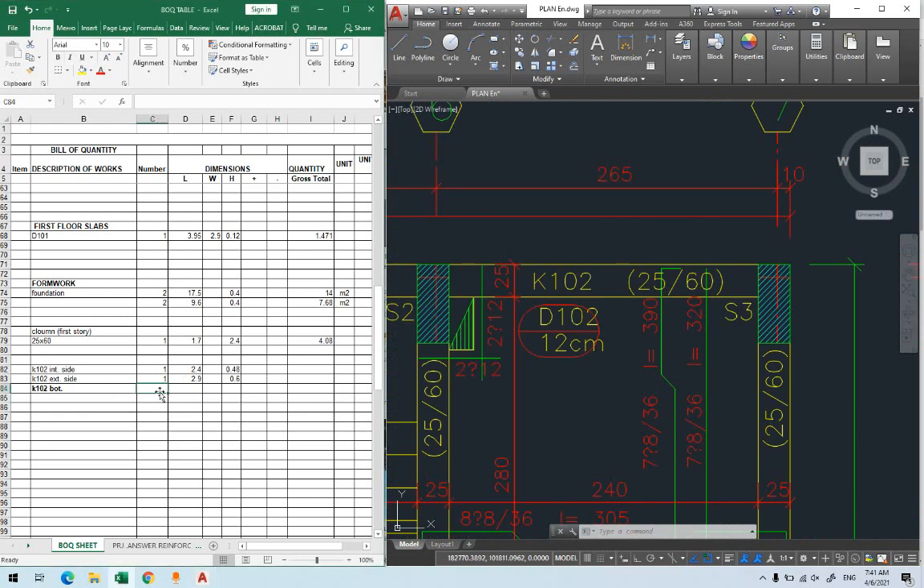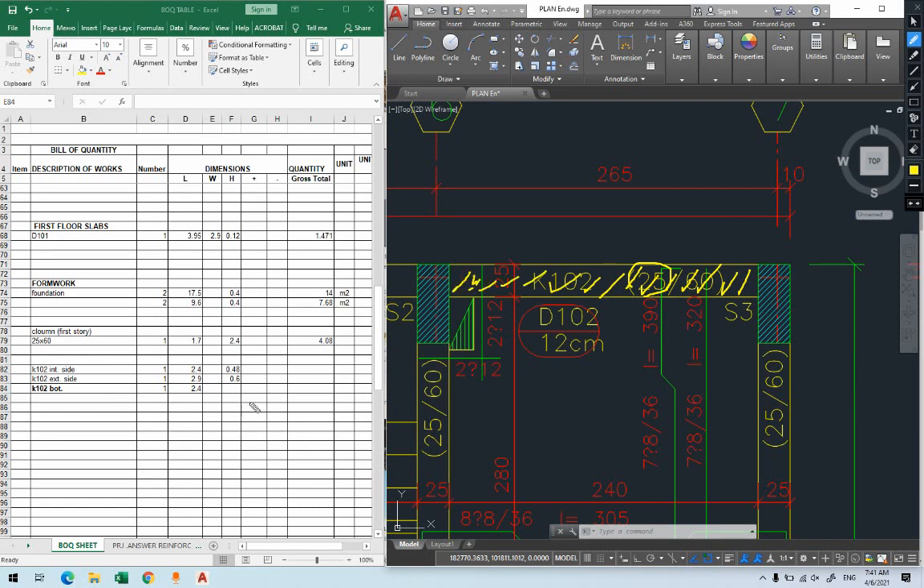So we have one, the length of it will be 2.4. What about the width of it? Here you can call it the width rather than the height. It will be the width of the beam, 25, because you cover the bottom of this beam, and this beam is 25 centimeter width, so I can write here 0.25. This is how you calculate the formwork for a beam.